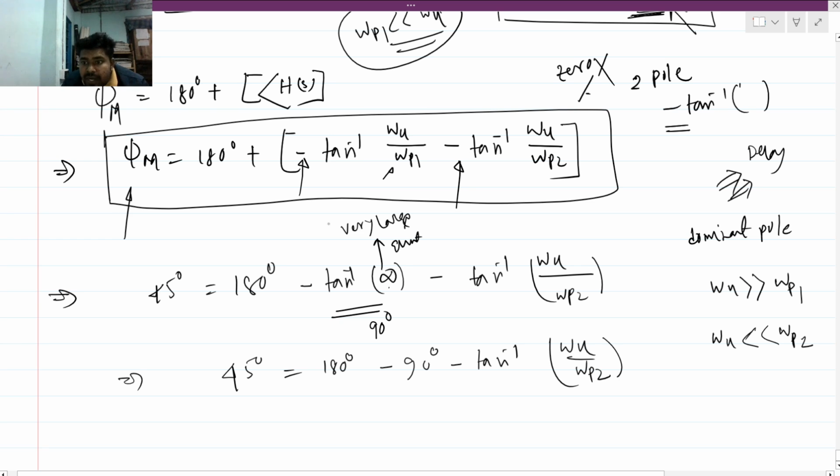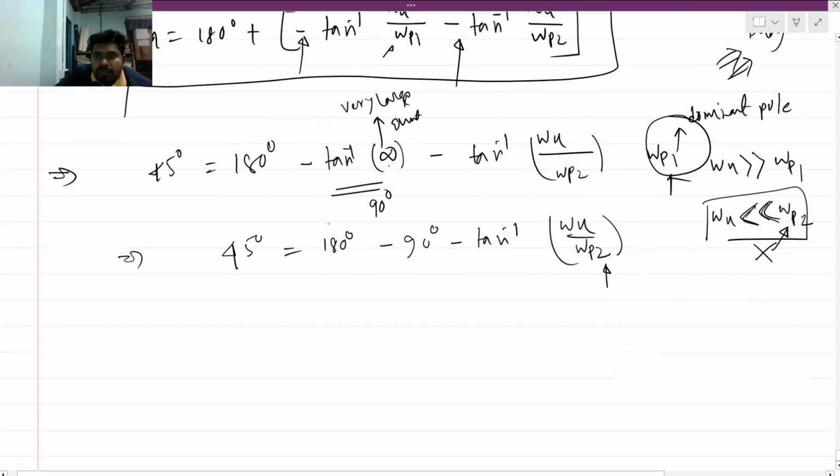We need to find the omega p2 location. We cannot assume that omega p2 is very much greater than omega u. We have to find omega p2, while in our hand we have omega p1 for designing purposes, which is our dominant pole. So now this will be nothing but 45 degrees.